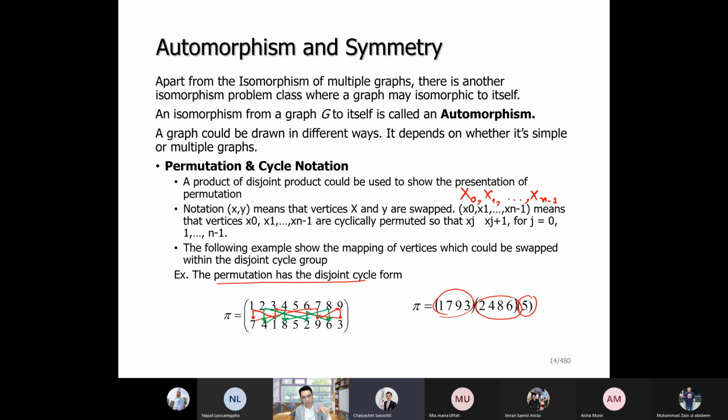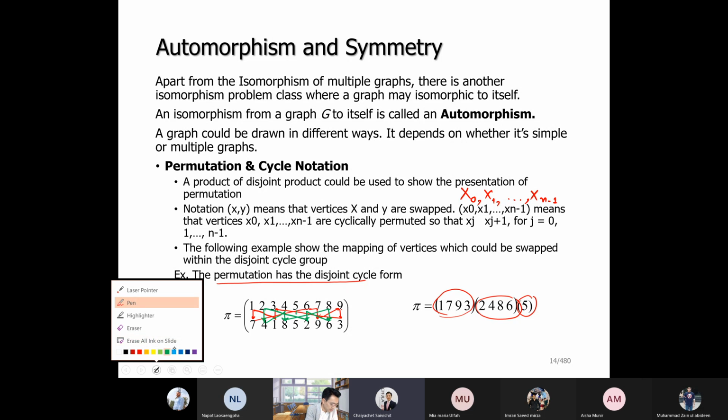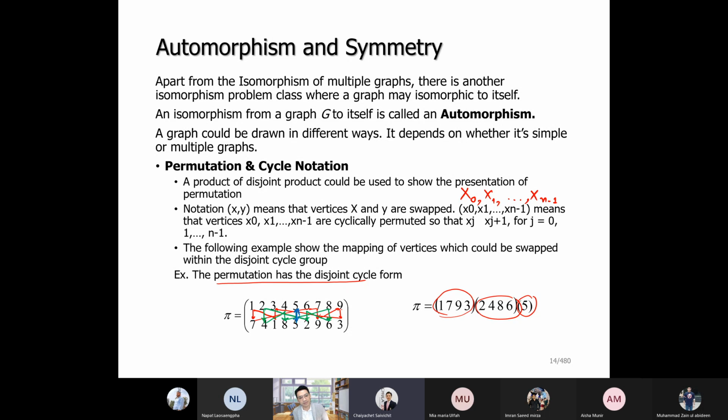So this would be the green cycles. Try to check that yourself. And 5 maps to itself. 5 doesn't change. 5 maps to 5. So now we have 3 cycles of rearranging the mapping of the cycles.